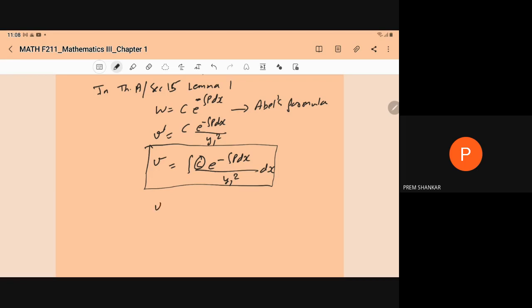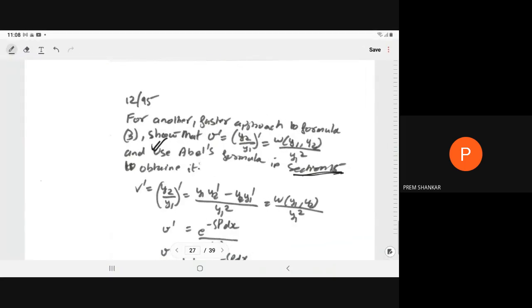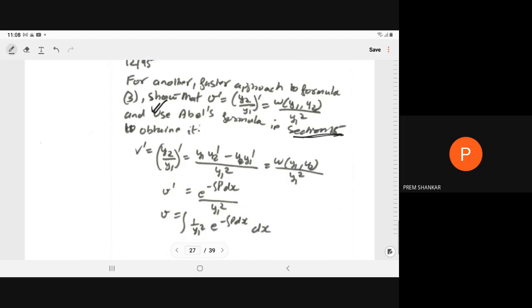So exactly you can say that v is equal to the integral of e to the power minus integral p dx upon y1 square with respect to x. So that is your v. That is formula 3 in this chapter. Here you have seen we have used the knowledge of the Wronskian to determine this formula, right? That we have covered in lemma 1 of theorem A in section 15. Clear this part?